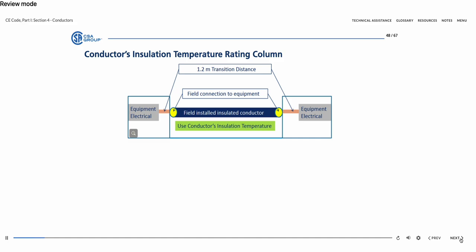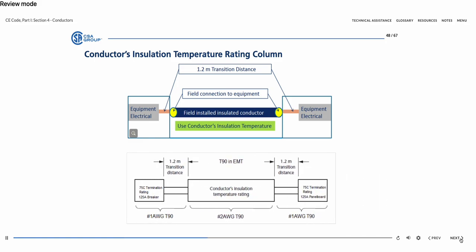For a field-installed insulated conductor as illustrated, use the lowest of either the equipment's termination temperature or the conductor's insulation temperature. In the example shown, the conductor beyond the first 1.2 meter of conductor coming from the termination is sized as a 75 degrees Celsius conductor based on the conductor temperature rating.